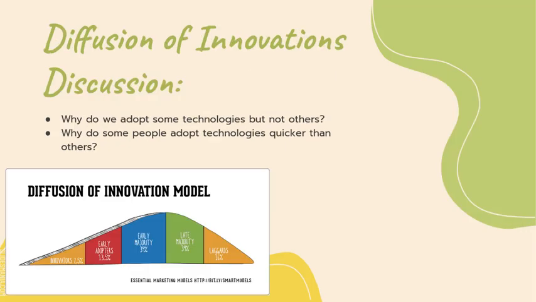In addition to creating your own infographic, you're going to participate in the Diffusion of Innovations discussion. This is a conversation that we've had on and off this entire semester. This is going to look specifically at why do we as people adopt some technologies but not others? What makes us adopt some technologies and not other technologies? And why do some people have a tendency to adopt technologies quicker than other people?